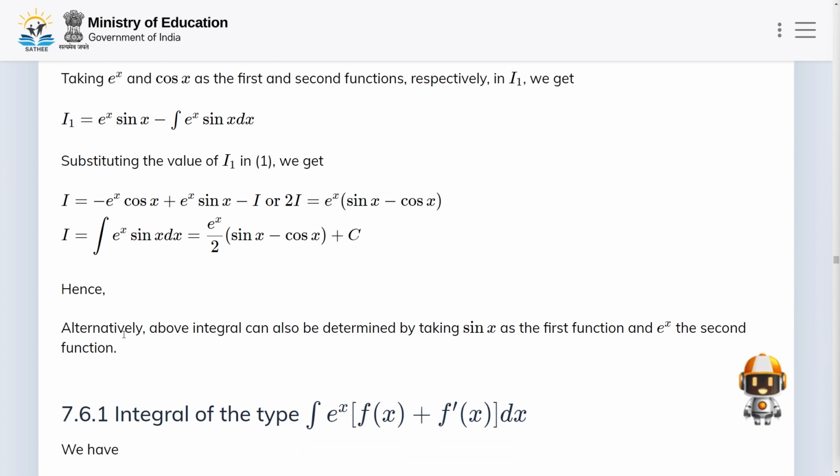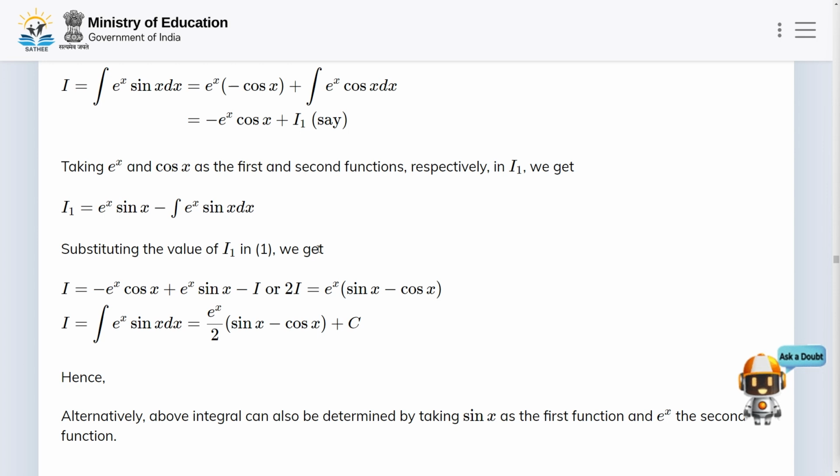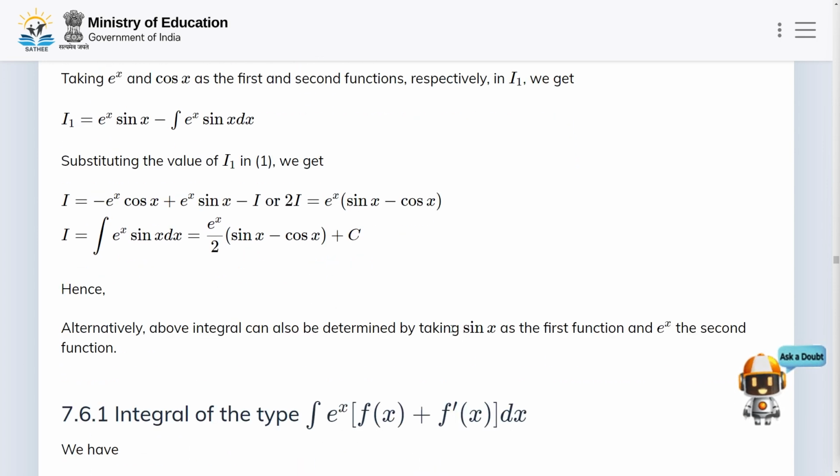Alternatively, our integral can also be determined by taking sin x as the first function and e^x as the second function. You can choose that also. Clear? So here we tried a different approach, but here we tried the ILATE approach.